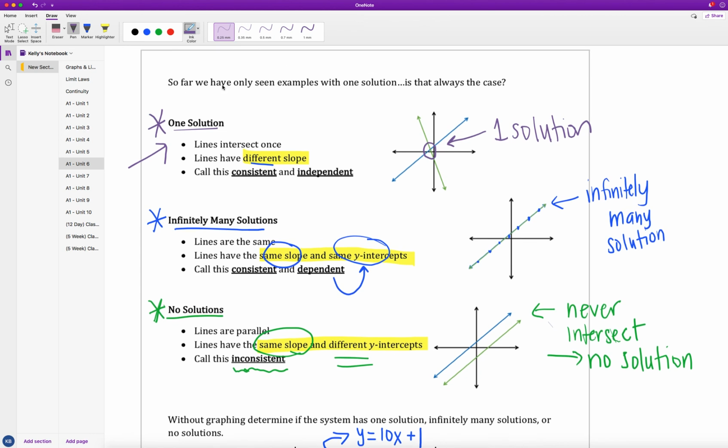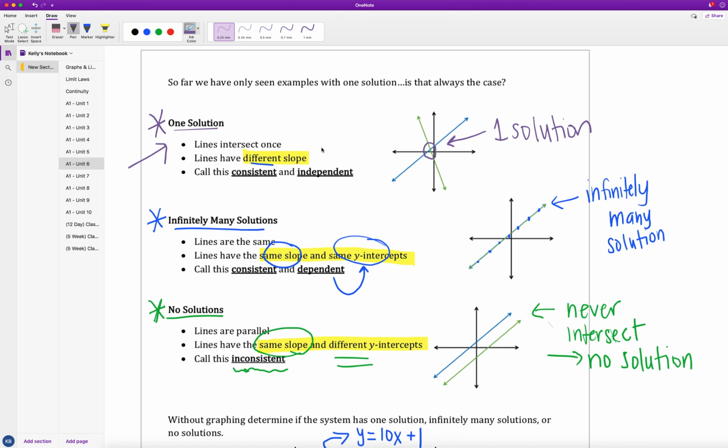And then we also looked at how the 3 different cases are, where if I have a system of 2 linear equations, they can either intersect once and I'd get one solution, they can intersect an infinite amount of times if they're the same line, and if they're parallel lines, they won't intersect at all, so that I get no solution.